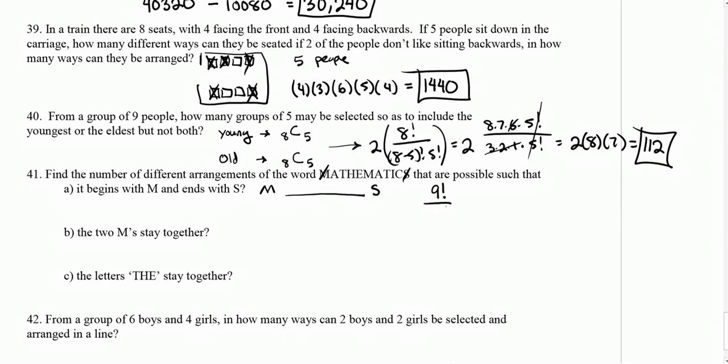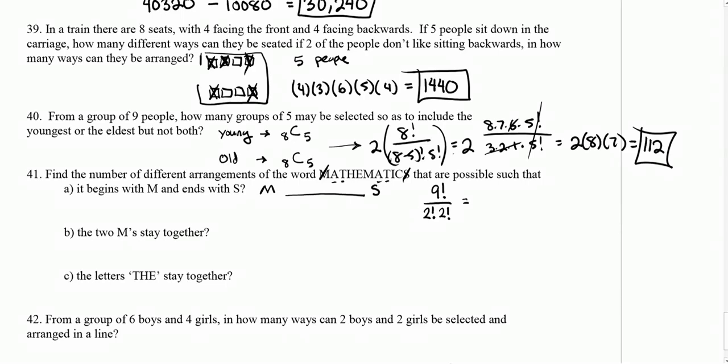going to mix up. And out of those 9 that we're mixing up, we have some repetition. We have 2 A's. We have 2 T's. So we're counting for the 2 A's here, the 2 T's. We have 1 H, 1 E, 1 M, 1 I, and 1 C. So multiply this together and we have our answer.